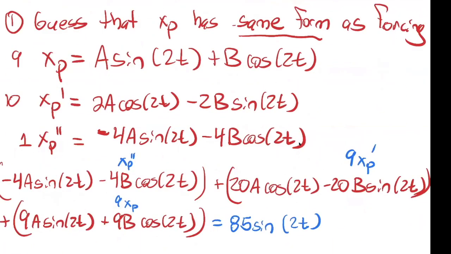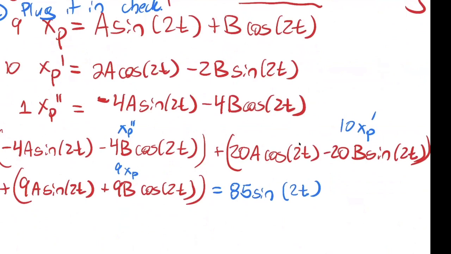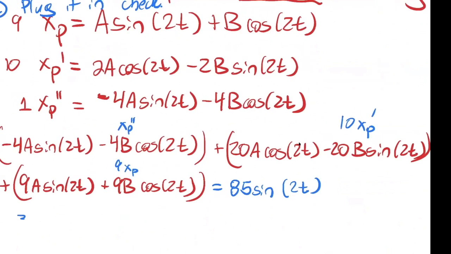Just on that one that you did right there in blue, it's correct how it's written out in red, but shouldn't it be 10 times x prime instead of 9? Yeah, thank you. That's right. That's okay, cool. Yep. Okay, and then the last step is to solve for a and b.